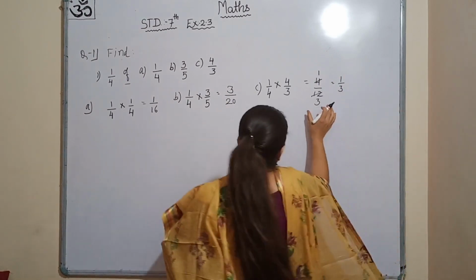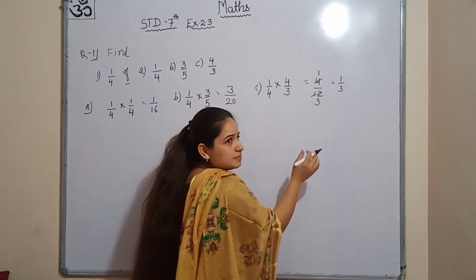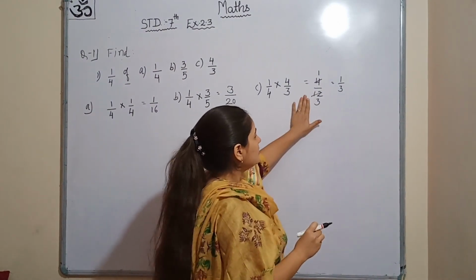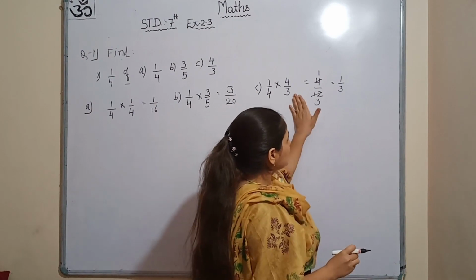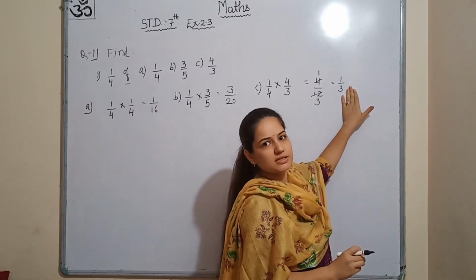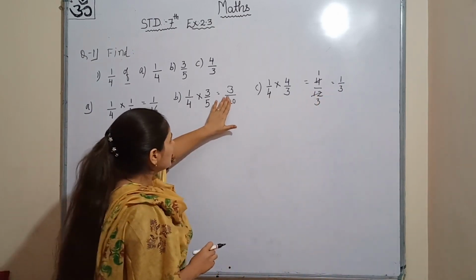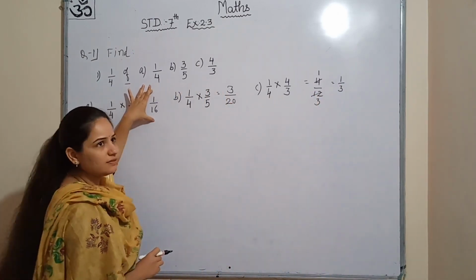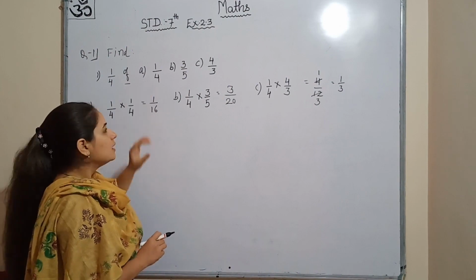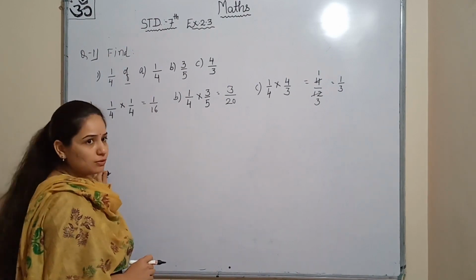If these types of fractions come, then you will have to cancel them and obtain the reduced or the lowest form of the given fraction. Here you can see you cannot cut or cancel any fractions. Okay, now question number 2.